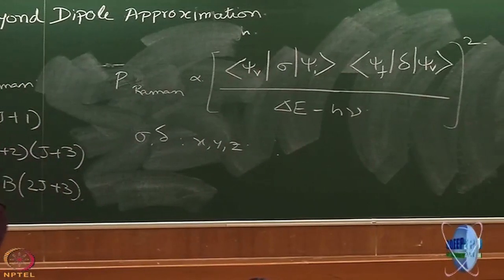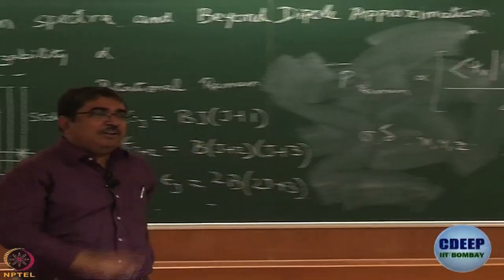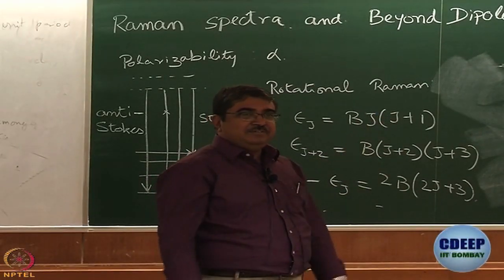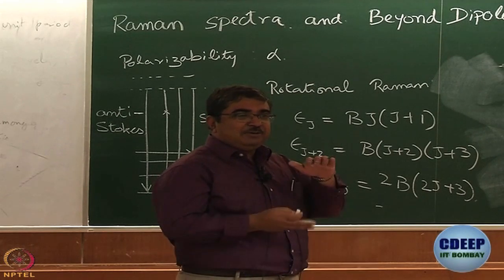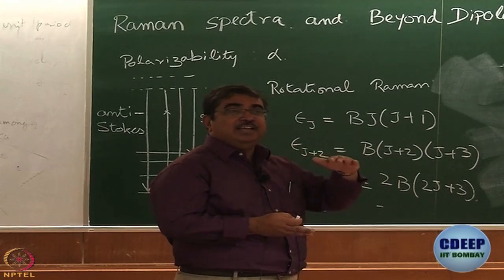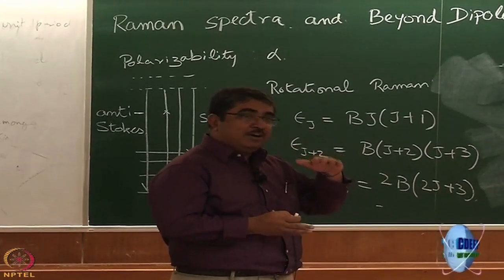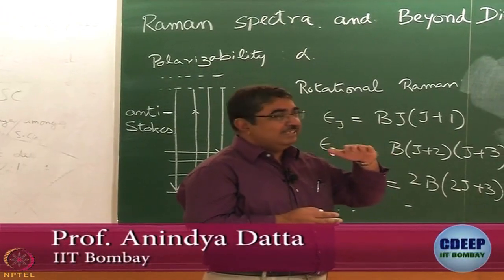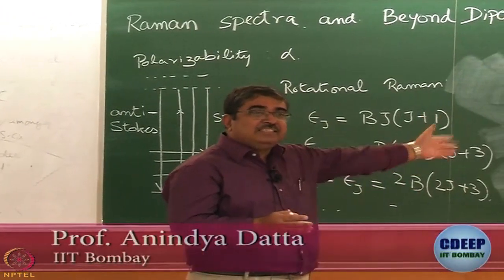So, this leads to two consequences. First of all, what happens when delta E is equal to h nu? Delta E equal to h nu basically means that the virtual state is actually a stationary state, or the energy of the virtual state is very, very close to another stationary state. In that case, this term blows up.